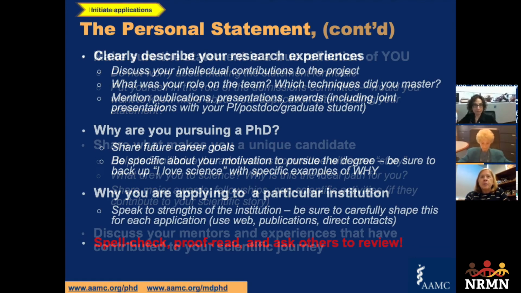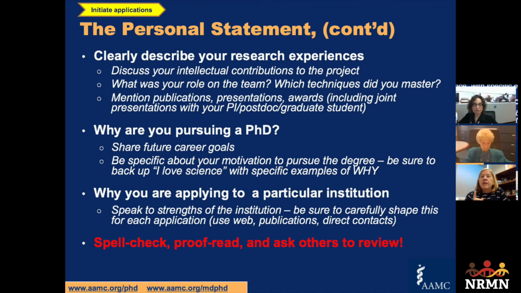Next slide, please. Now, be very careful to also clearly describe your research experiences. And often, people who are applying discuss a great deal about the technical contributions to the project. Know that you should also discuss your intellectual contributions to the project. Talk about what your role was on the team. And you can talk about what techniques you mastered, although this should not take up the bulk of your description of your research experiences.